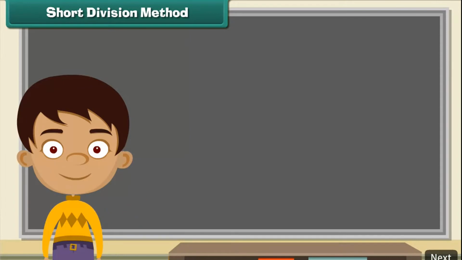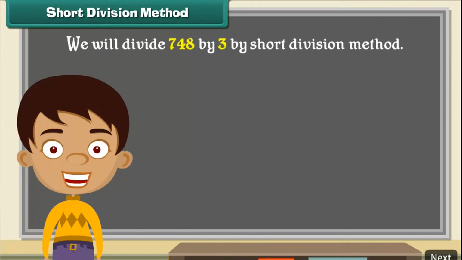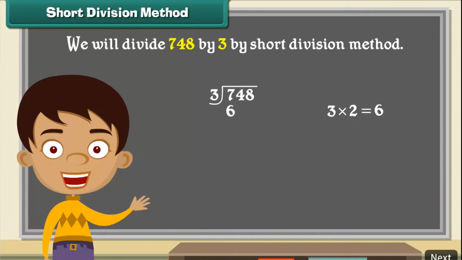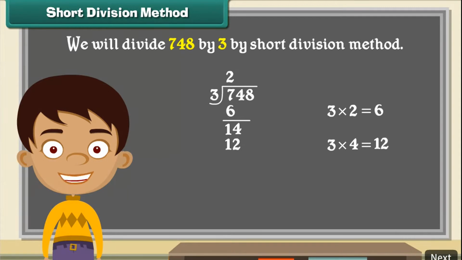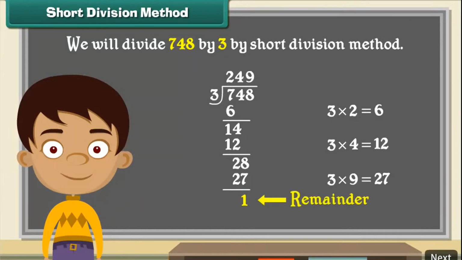Short division method. Now we will divide 748 by 3 by the short division method. Divide the first number in the dividend. 3 twos are 6 and 7 minus 6 is 1. Write 2 above and 1 near 4 to make it 14. Then divide 3 into 14. 3 fours are 12. 14 minus 12 is 2. Write 4 above and write 2 in front of 8 to make it 28. Then divide 3 into 28. 3 nines are 27. 28 minus 27 is 1. Put your answer 1 as the remainder.